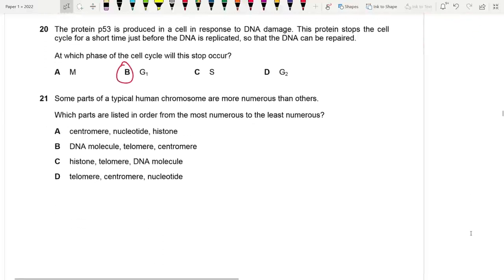21. Some parts of a typical human chromosome are more numerous than others. Which parts are listed in order from the most numerous to least numerous?